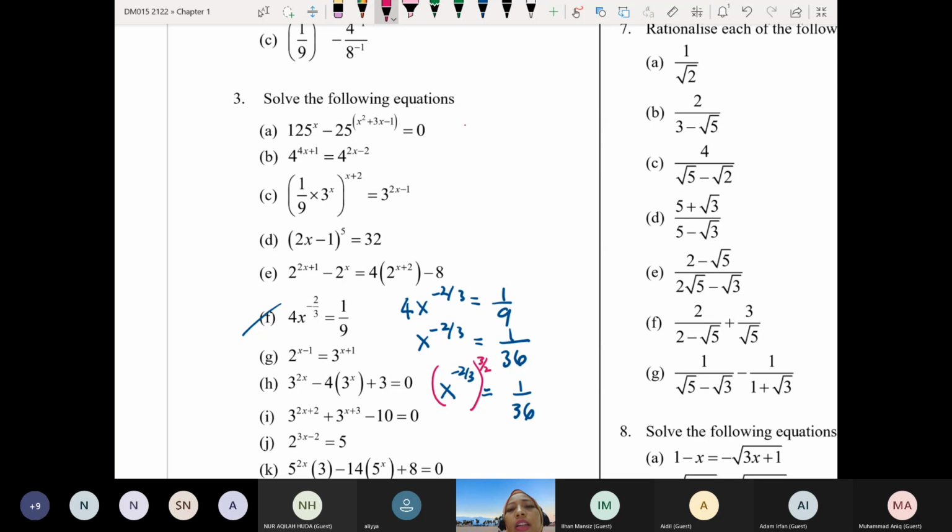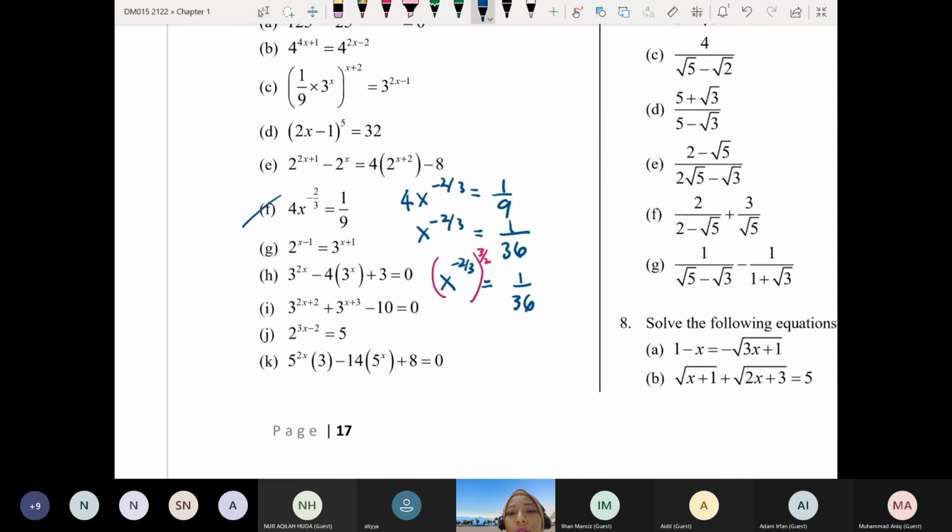Itu cara dia. If you have X 2 over 5 contoh, you want X. So you have to multiply with 5 over 2. Okay, if you have X 3 over 7, you want X. You have to multiply with apa? 7 over 3. Yes, macam tu. Dia adalah reciprocal dia. Supaya bila you cancel, you dapat 1. Okay, so itu yang kita buat.